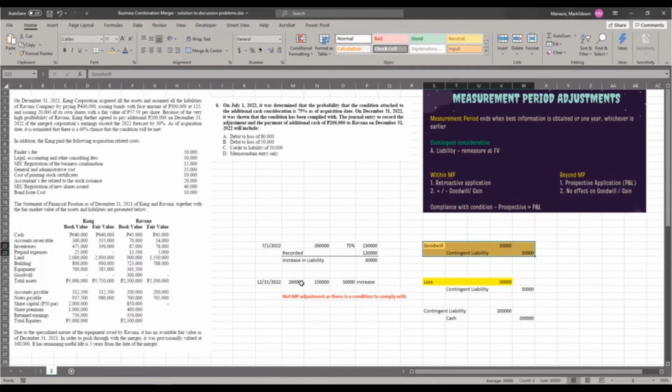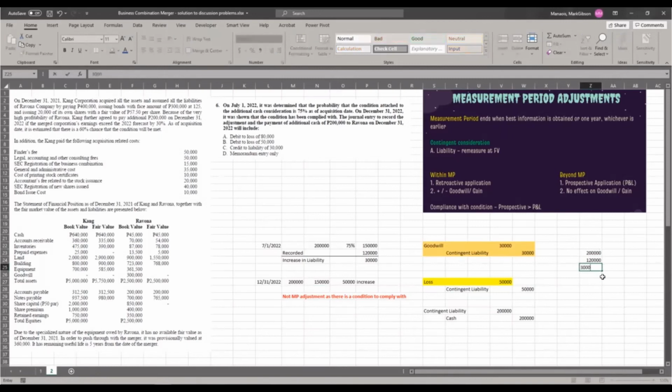No? So, paano yun? We have recorded 150,000, pero di ba, ang kailangan natin bayaran is 200,000. So, we have to adjust. No? So, debit loss of 50,000 and credit contingent liability of 50,000. Saan galing yung 50,000? Tandaan, ang ibabayad talaga natin is 200,000. Ang nirecord lang natin initially is 120,000 dahil nagkaroon ng increase in the probability, likelihood of that particular transaction happening from 60% naging 75%.